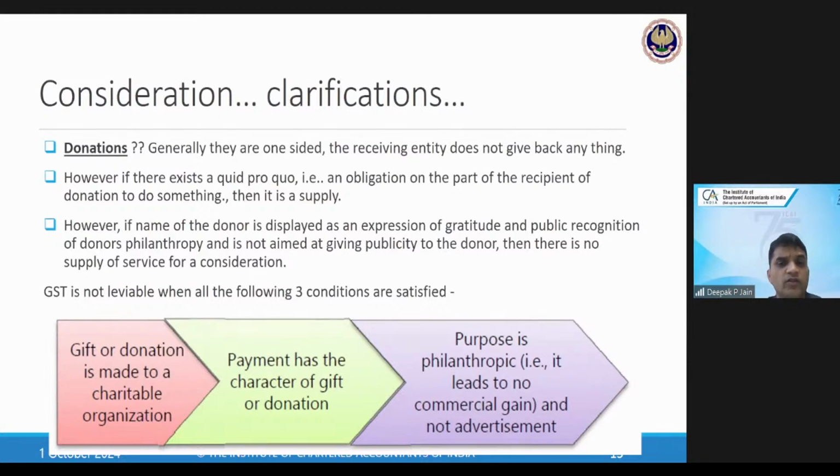There is a quid pro quo, so it is a transaction liable to GST. Correct. What about in case of political party donations? How does that work? I'm not very clear on that.